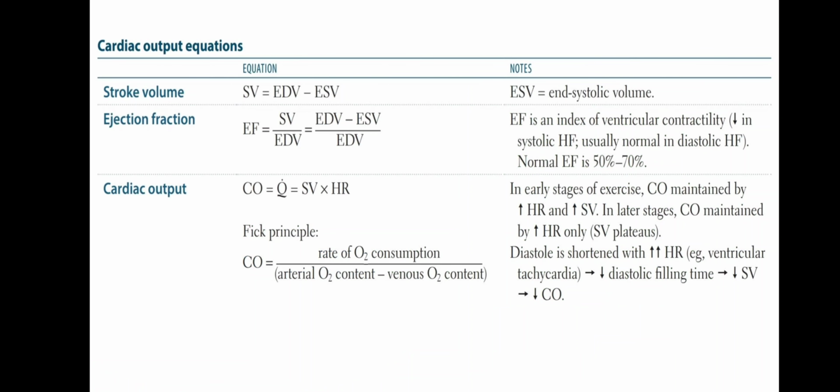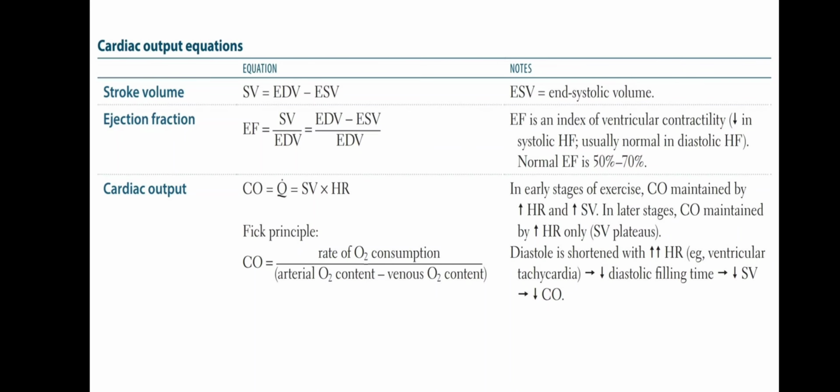Stroke volume is calculated using the formula: stroke volume equals end diastolic volume minus end systolic volume. Ejection fraction is calculated using the formula stroke volume divided by end diastolic volume, and we already know that stroke volume equals end diastolic volume minus end systolic volume. Ejection fraction is an index of ventricular contractility. It is decreased in systolic heart failure. It is usually normal in diastolic heart failure. The normal ejection fraction is 50 to 70%.